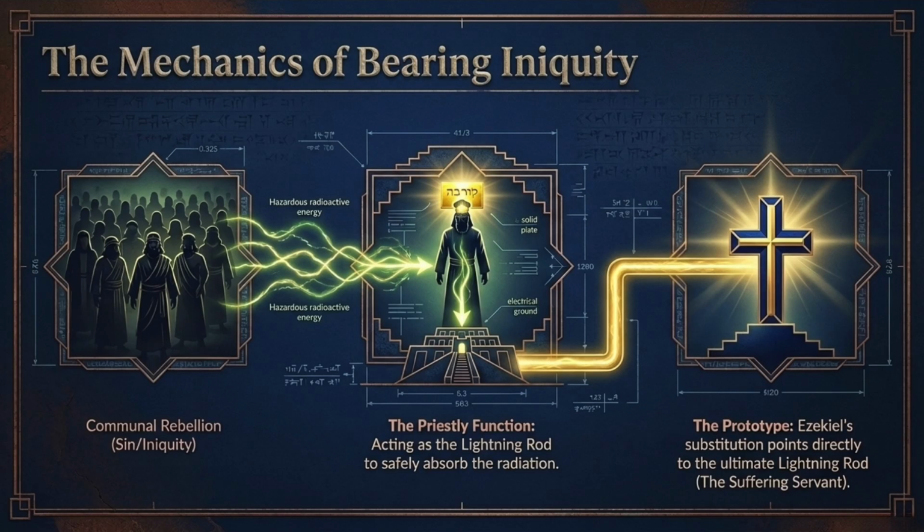For the study group, Ezekiel is a prototype. He is an archetype pointing directly toward the ultimate substitutionary act of Jesus Christ. Whom they view as the final sin offering. Right, the ultimate lightning rod absorbing the punishment for humanity's wrongdoings on the cross.